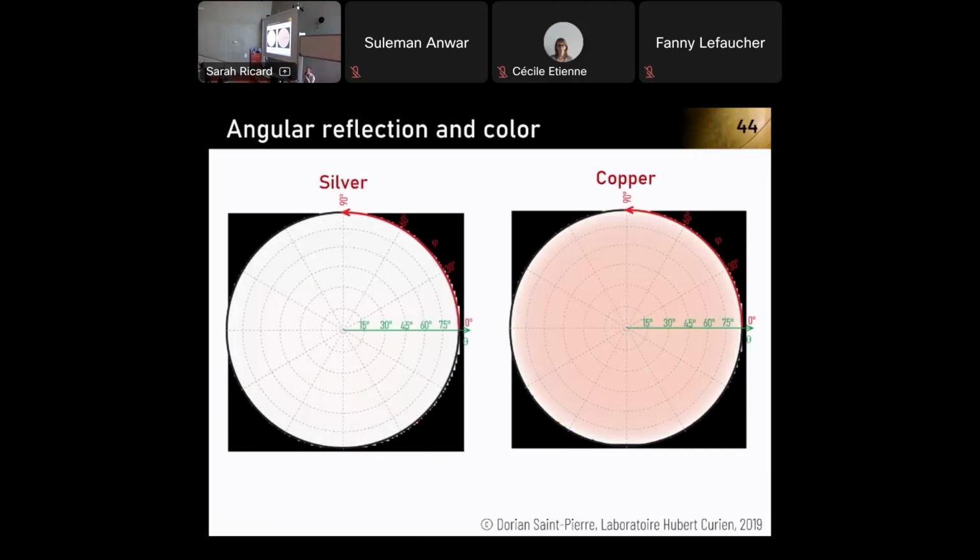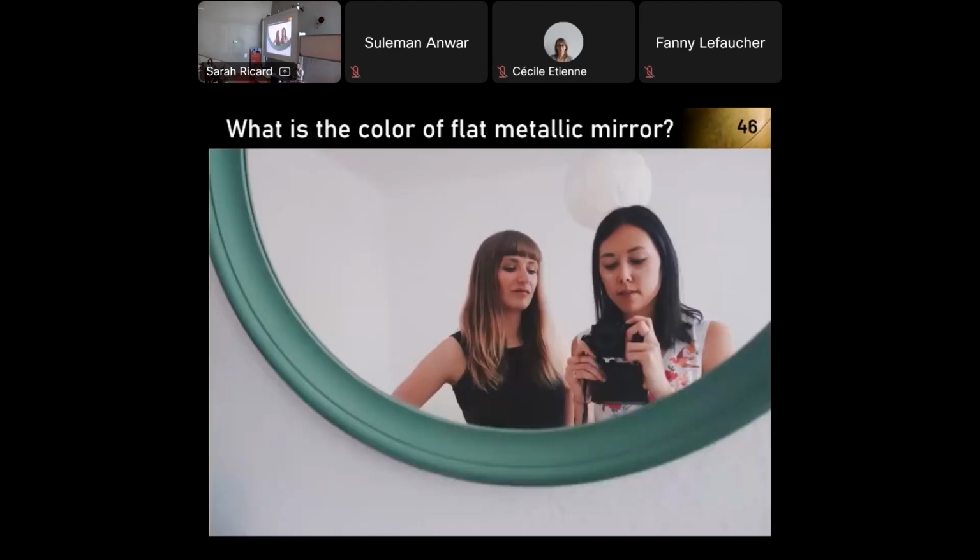Here, silver is very highly reflective. I don't know if the projector renders the slightly yellowish aspect of silver, and the copper is somehow pinkish, as we know. Aluminum reflects 80% of the light at almost all angles. Of course, 100% of the light at grazing angle. And here, silicon, which is a semiconductor.